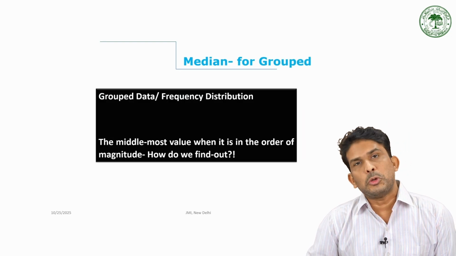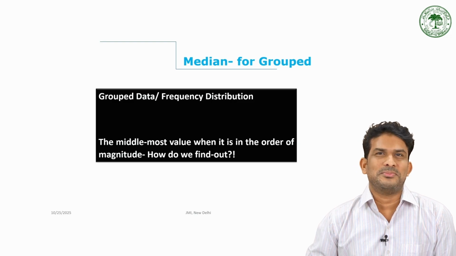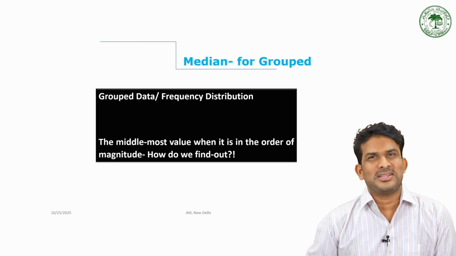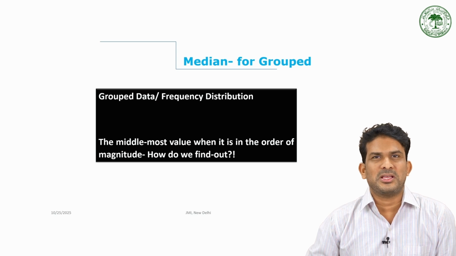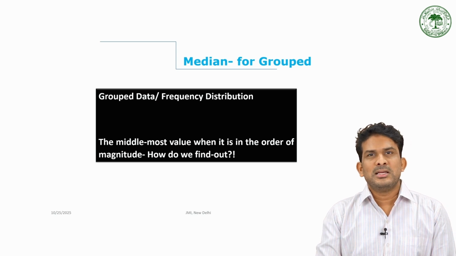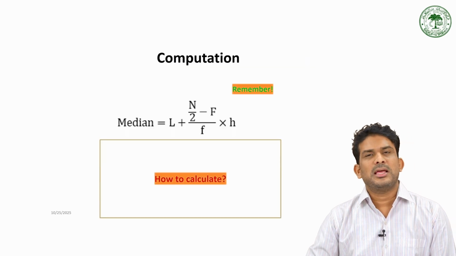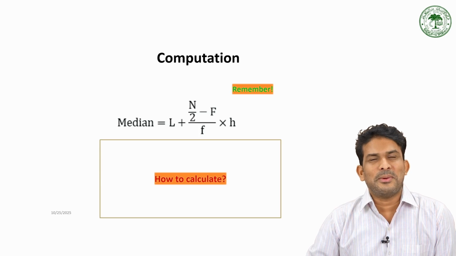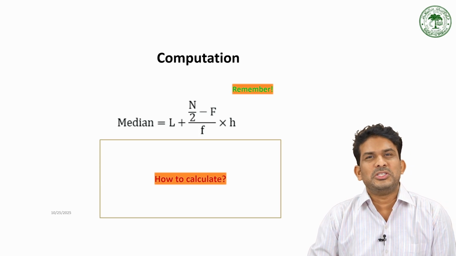Now, for grouped data, we have seen what it is for ungrouped data. How do we calculate median? When we arrange it, what comes in the center we consider as median. Otherwise, if the total number of observations is even, then we take the two middlemost values and take the average. We have also seen the equation of median. It is L plus (n by 2 minus F) upon f into h.